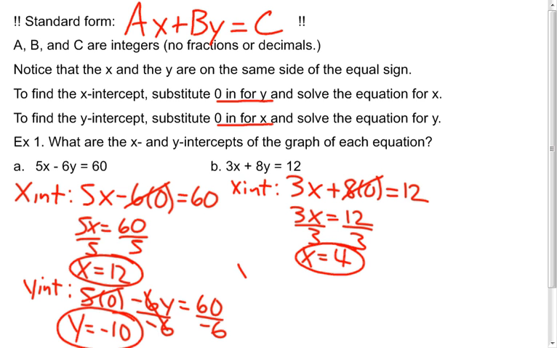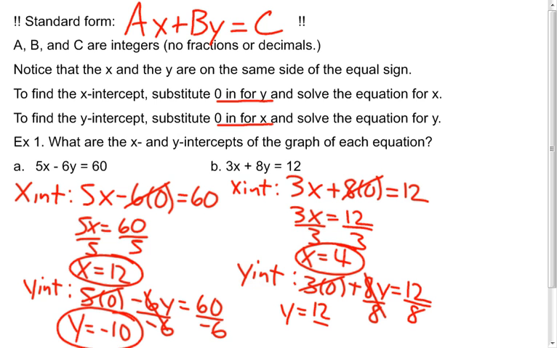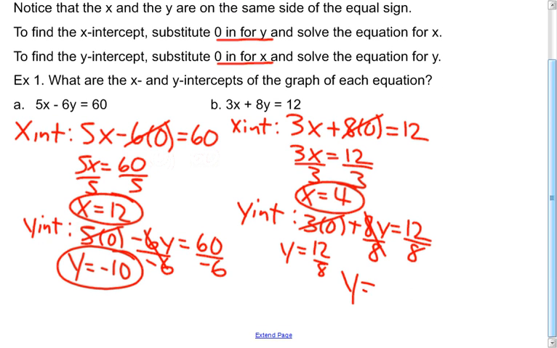Now I find the y-intercept, plug 0 in for x. Three times 0 is 0, so that cancels. y is being multiplied by 8, so I divide by 8. And I get y equals 12 over 8, but I can simplify that. I can take a 4 out of both of those. And so I end up with y equals 3/2. I can get a fraction as an answer. I did that example just to show that you can get a fraction for an answer.